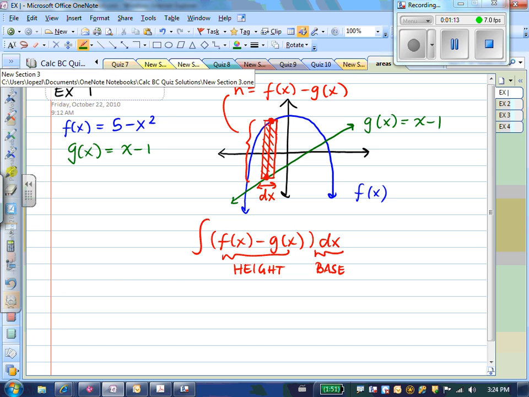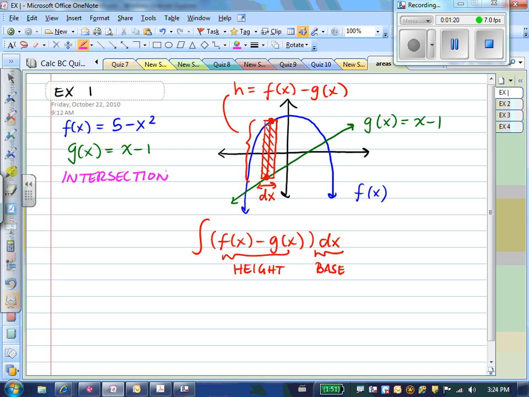One of the things I need to find is the intersection. Two choices. You can graph them and have your calculator find the intersection, or you can set the equations equal to one another. That's another way to find the intersection. I'm going to move everything over to the right side. So I have x squared plus x minus 6, and you can quickly and easily factor this and see that your intersections occur at -3 and 2.